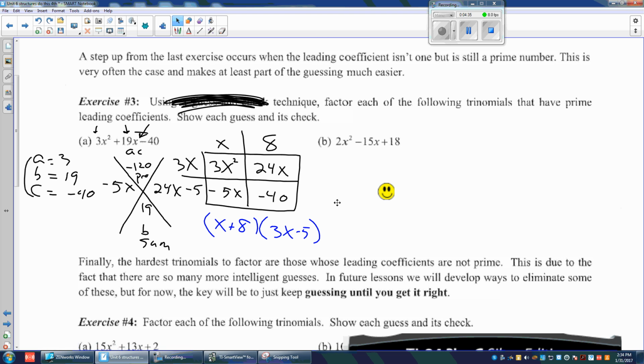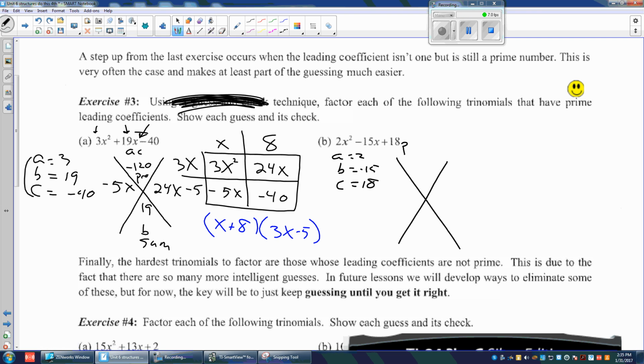Let's try to do this one. The first thing that I notice is that the 2 and the 18 are both even. I checked to see if it's the greatest common factor, but 15 is not even, so we don't have a greatest common factor here. So now I write down A equals 2, B equals negative 15, C equals 18. We do our X on top, which is the product of A times C, which is positive 36.